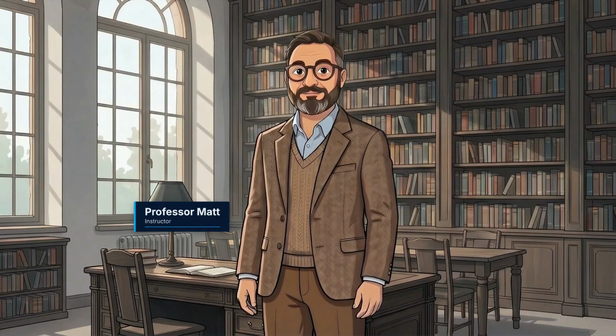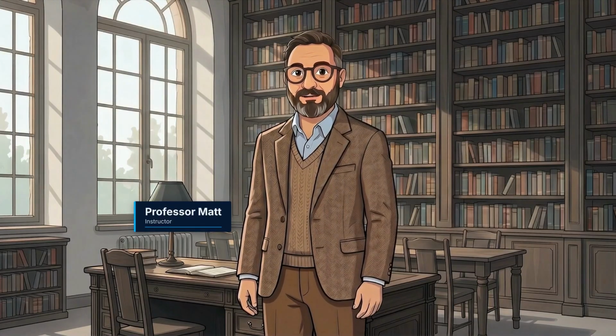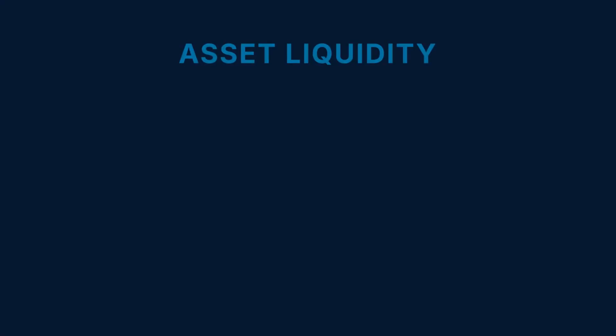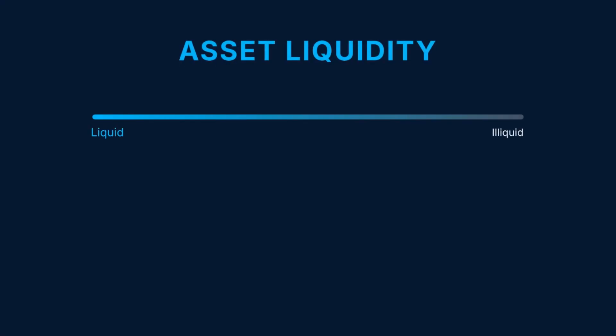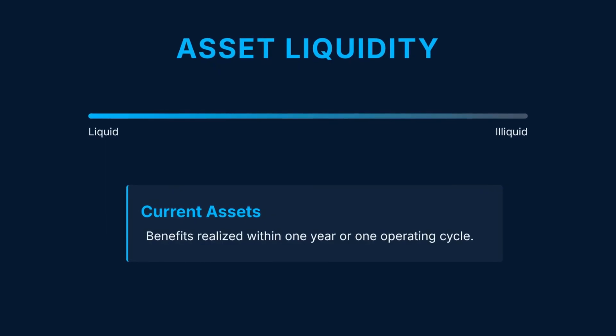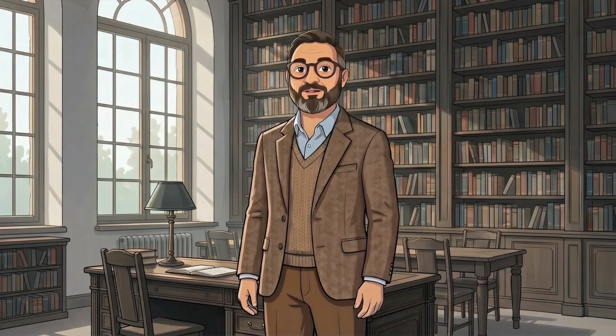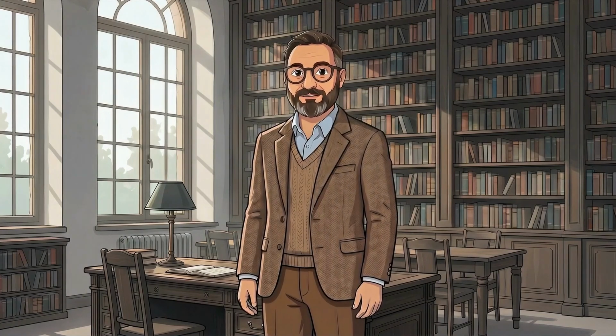In this lesson, we'll discuss current assets. How do we know if a company can satisfy its obligations? Well, the current assets section of the balance sheet helps us answer that question. Assets are arranged based on liquidity. Current assets are those assets whose benefits are expected to be realized within 1 year or an operating cycle, whichever is longer. The most liquid of all assets is cash and equivalents.